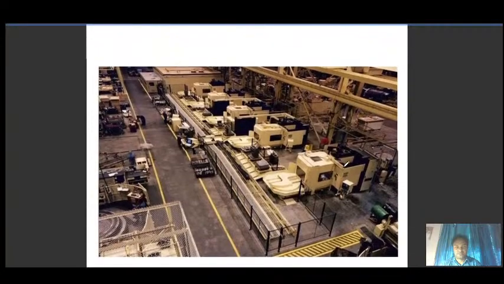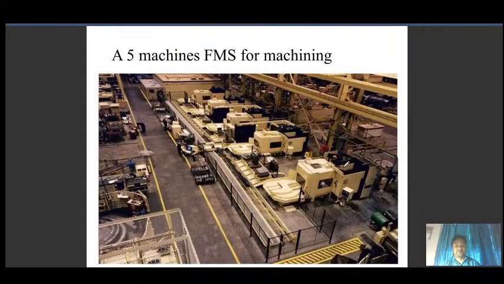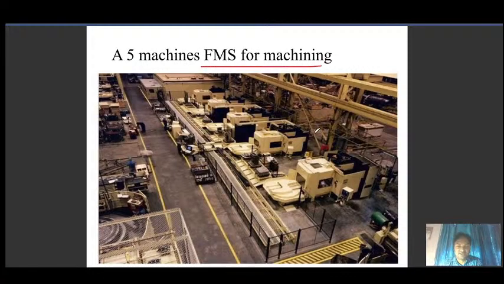Now next is five machines FMS for machining. So where are the five machines? Machine 1, machine 2, machine 3, machine 4, and machine 5. These are five machines in a straight line, and the yellow color you can see is the track. And you can see a belt in black color, and here an inspection computer is there for inspection of the parts.